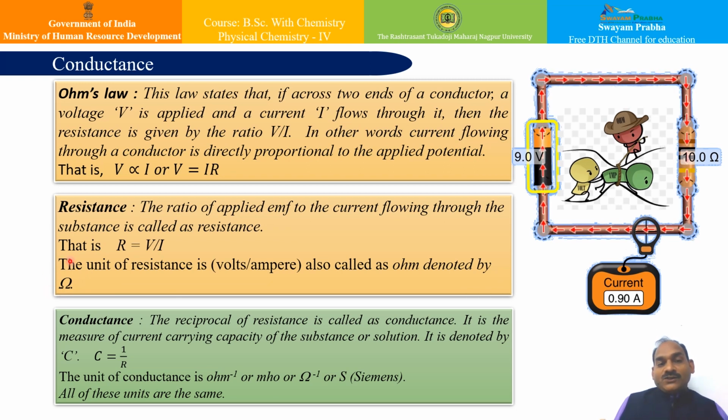Now the conductance term is exactly opposite to resistance. Conductance is nothing but the reciprocal of resistance, and it is the measure of the current carrying capacity of the substance or solution. In this discussion, we will refer to solutions. Since it is the inverse of resistance, the unit of conductance is ohm inverse, because the unit of resistance is ohm. It is usually written as mho, or ohm inverse, or usually called Siemens. All of these units are the same.